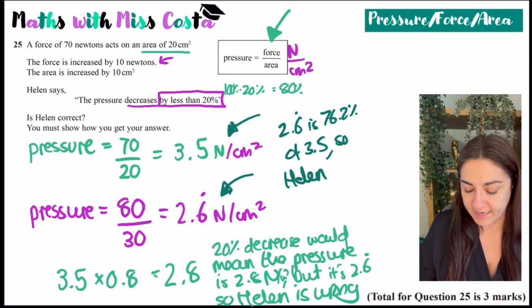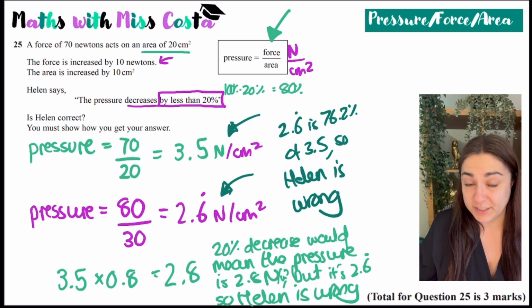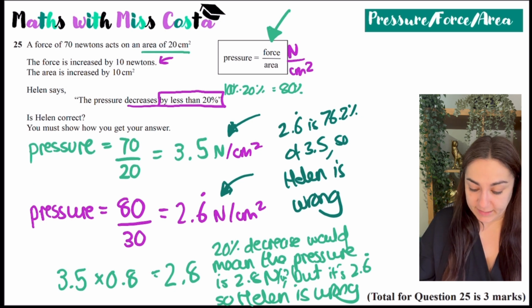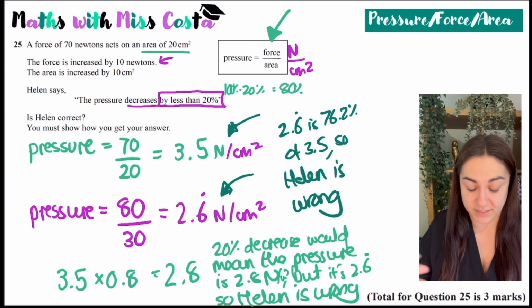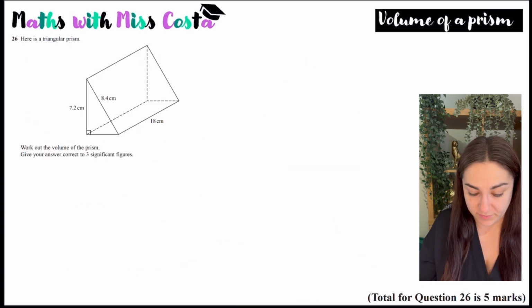So there's two ways I could have done that. And this relies on your knowledge of percentages. So if you're not 100% on that, then recap on multipliers and how to figure out percentages of an amount. And then lastly, I need to work out the volume of a prism.